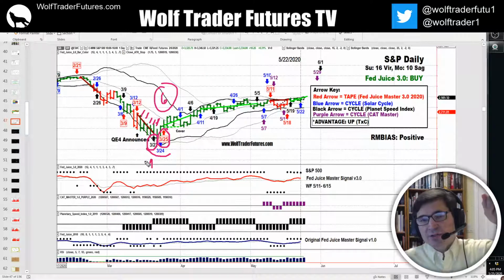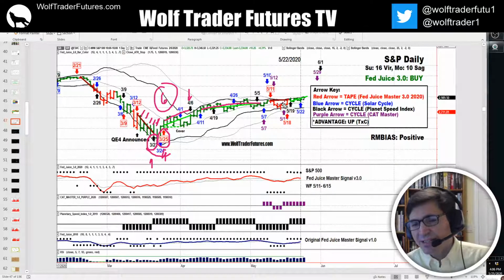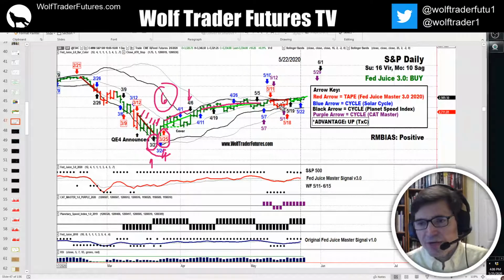There's your first key, there's your second key, okay? There you go. So here's your advantage up to here. Notice it turned up at the very last second. And then this went out of phase and so on. So this one went more or less sideways this time. But the idea is that you want to align the Fed with the planetary speed index. So that's the idea, and I just want to give you the backdrop of that.